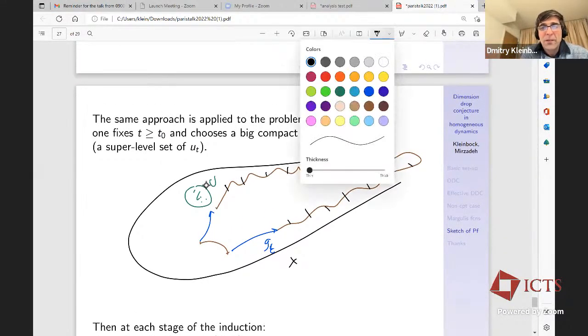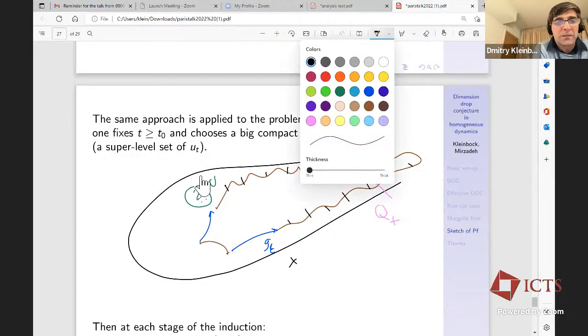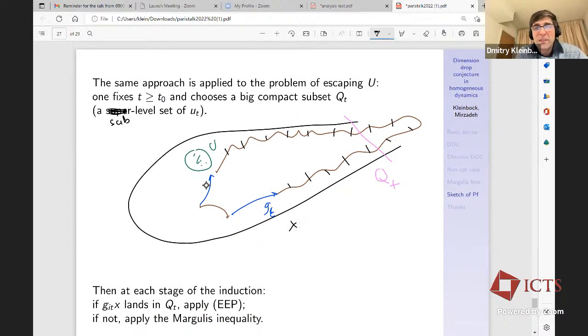So you choose a rather big compact subset Q sub t. I said super level set, but this is a mistake. It should be sub-level set. So the complement of Qt is super level set. Okay, and then there are two cases. Well, there is an inductive construction, and in each stage of the induction you have two possibilities. Either you are outside of this Qt or you are in Qt.